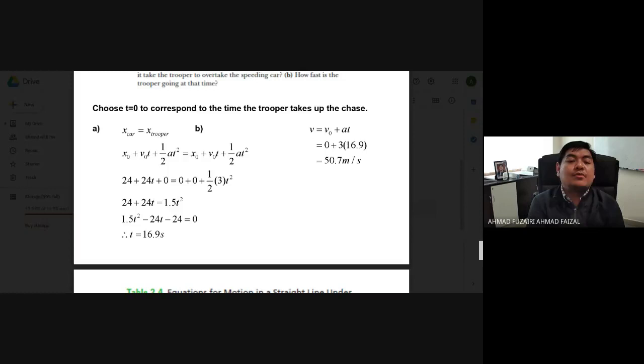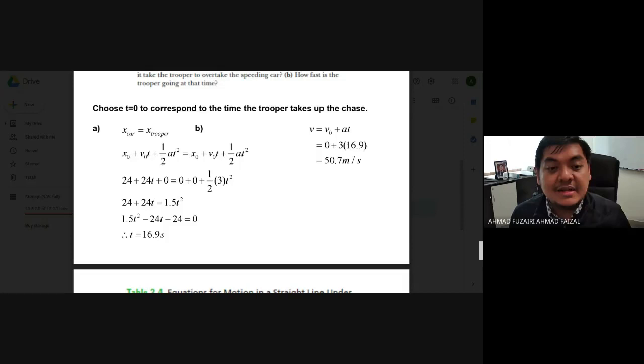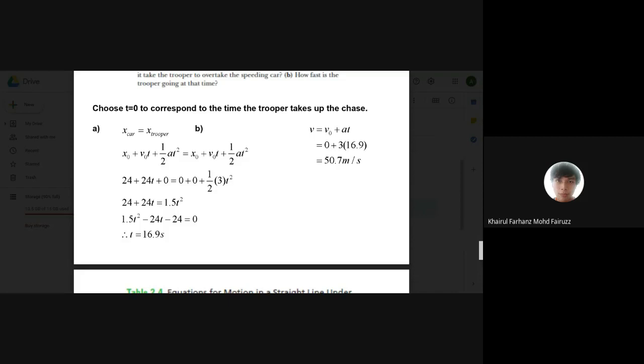Okay, so to overtake the car, we should see the displacement of the car and the trooper side by side. Of course, in this situation the trooper succeeds in overtaking the car. But at what time? Let's say the question asks you, considering the example giving you t equals 16.9 seconds, if at 15 seconds, has the trooper overtaken the car? My question. Not yet. Not yet. Why not yet? Because it is 15 seconds.